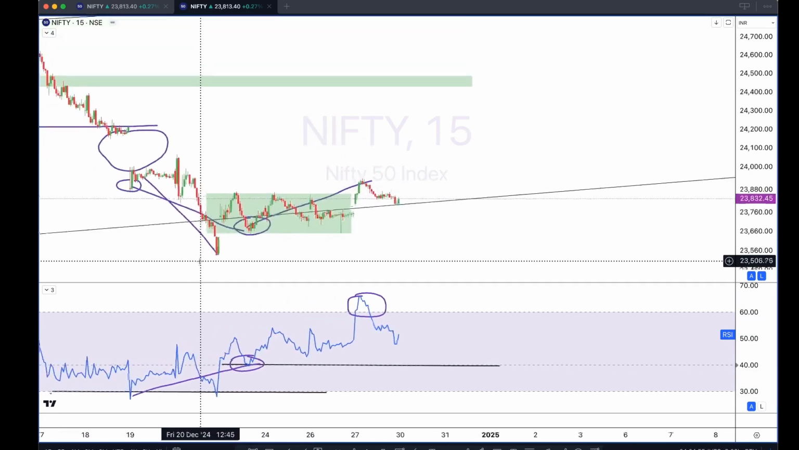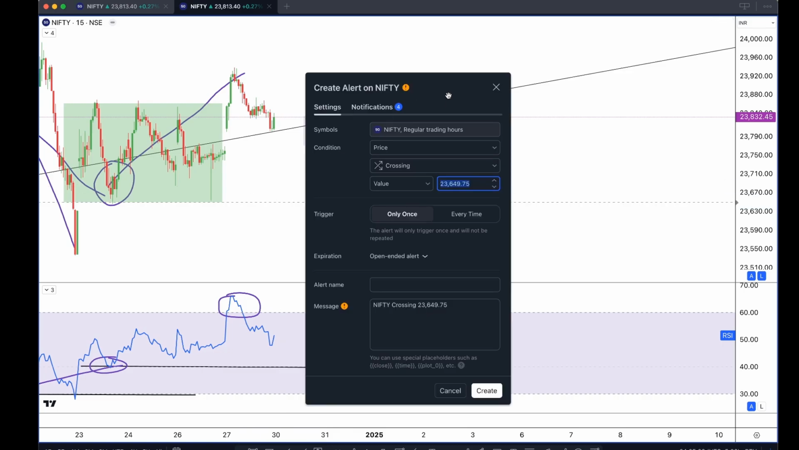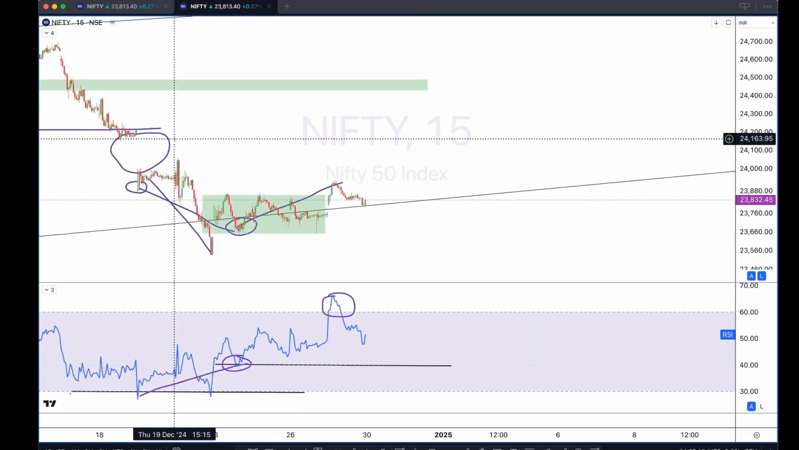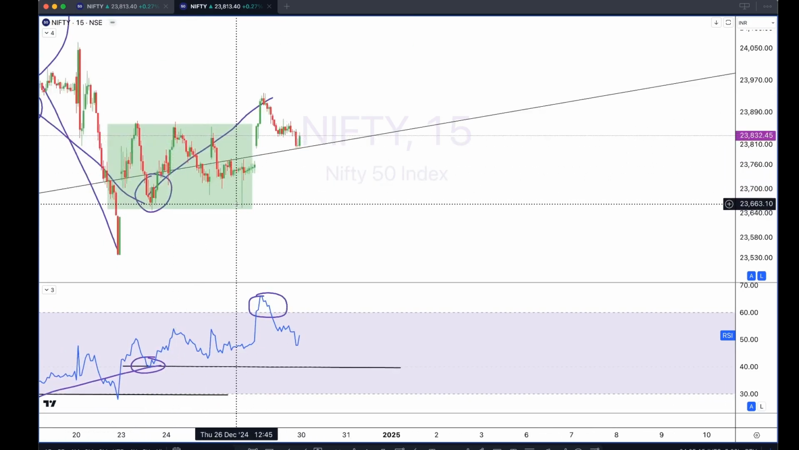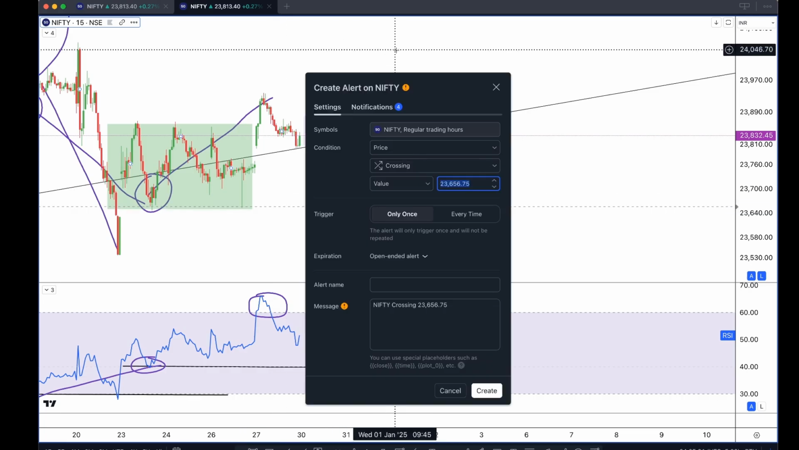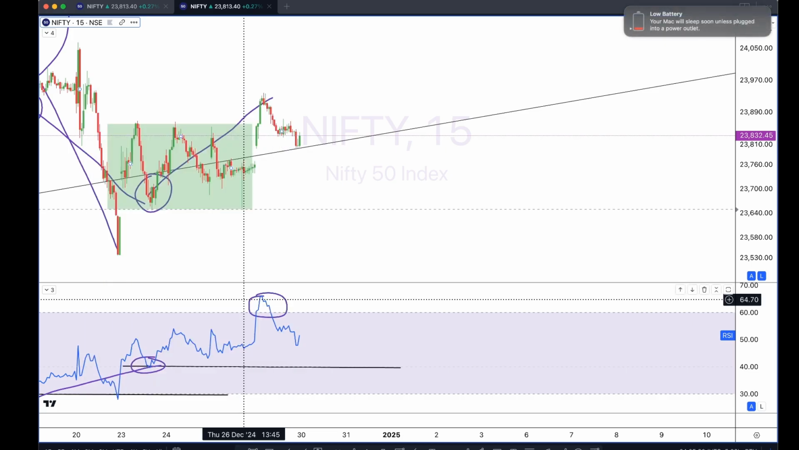Now, another thing is this level, right? So this low of the consolidation, which is around 23,650. If this gets breached, then also I would like to get alerted. So I will call this alert a lower low and I will create it. Simple as that. Did it get set? I'm going to click on the price and set that again because it did not get put up properly. So Nifty regular trading hour 23,656. Let's just change it to 650. And lower low is the alert that I want.